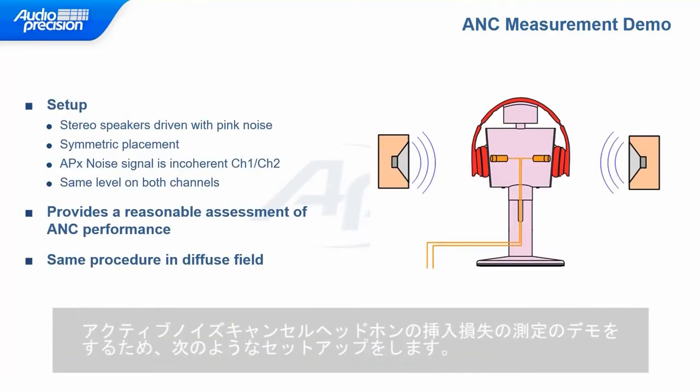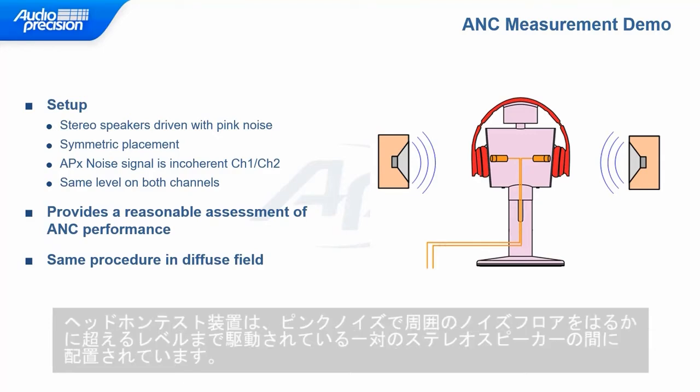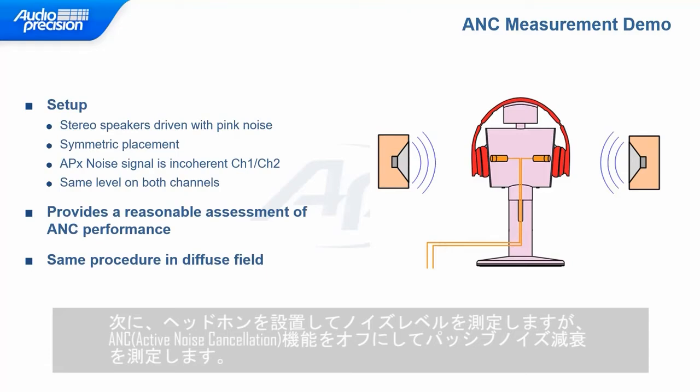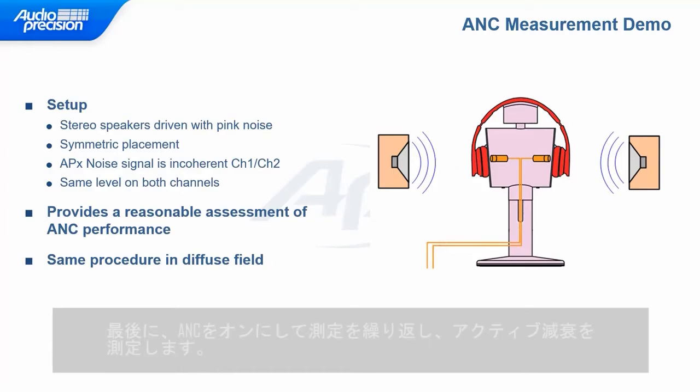To demonstrate measuring the insertion loss of active noise cancellation headphones, we're using a setup like this. The headphone test fixture is positioned between a pair of stereo speakers being driven with pink noise to a level well above the ambient noise floor. Using the ear simulator microphones, we'll first measure the level of the pink noise signal with the open ear. Then we measure the noise level with the headphones in place but the ANC feature turned off to determine the passive noise attenuation. Finally, we repeat the measurement with the ANC switched on to measure the active attenuation.